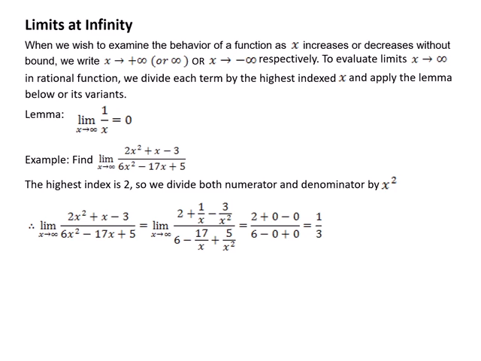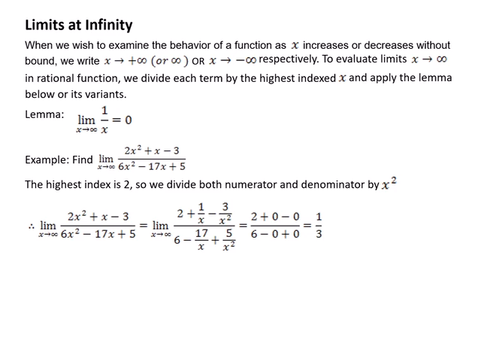Look at this lemma. Let's look at it. The limit of 1 over x as x approaches infinity is equal to 0. That is the fact there. So let's now look at this example where we are to find the limit of 2x squared plus x minus 3, all over 6x squared minus 17x plus 5, as x approaches infinity.